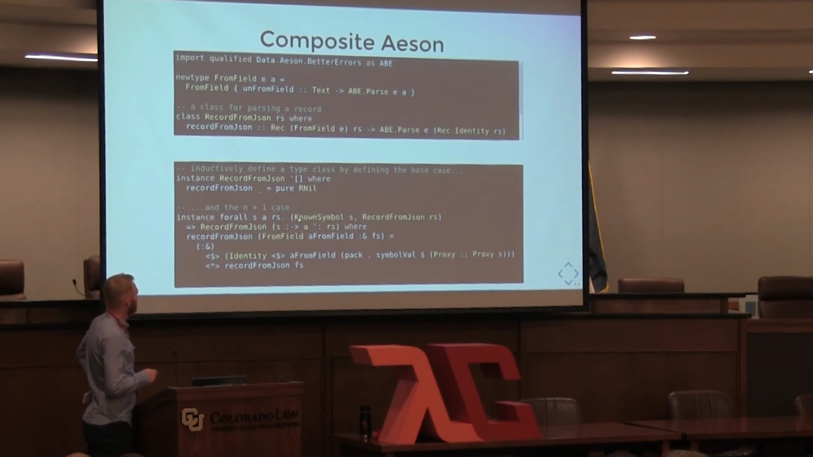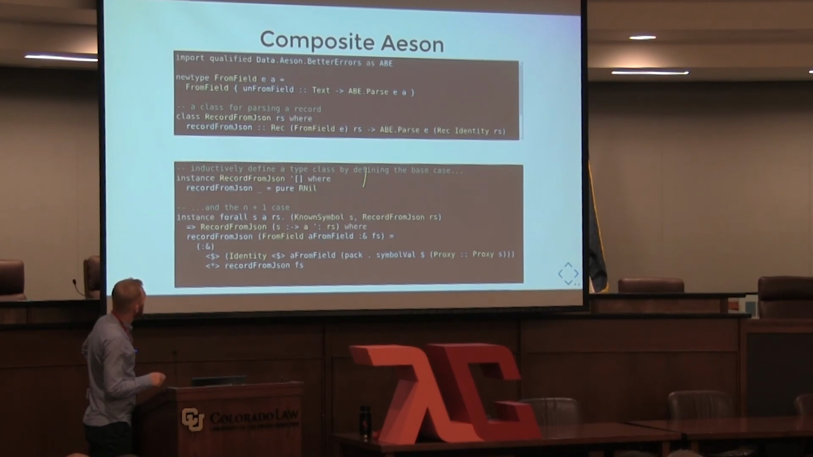This just says, given an identifier of our S type for S arrow A, and given a way to get a record for this type level list, I know how to parse S arrow A consed onto RS. So basically, it's inductively defined. We're going to parse the first element and then recurse and parse the rest of the elements. So that's exactly what it says here.